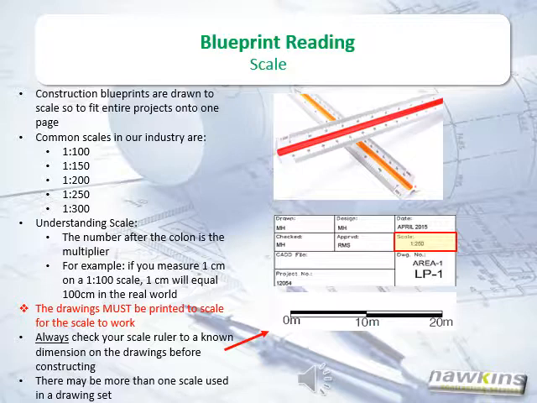For example, if you measure 1 centimeter on a 1 to 100 scale, 1 centimeter will equal 100 centimeters in the real world. The drawings must be printed to scale for the scale to work. Always check your scale to a known dimension on the drawing before constructing. There may be more than one scale used in a drawing set.